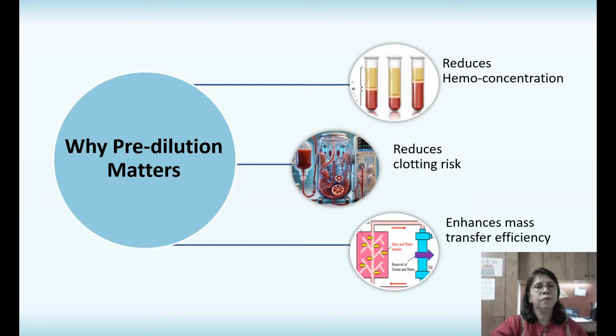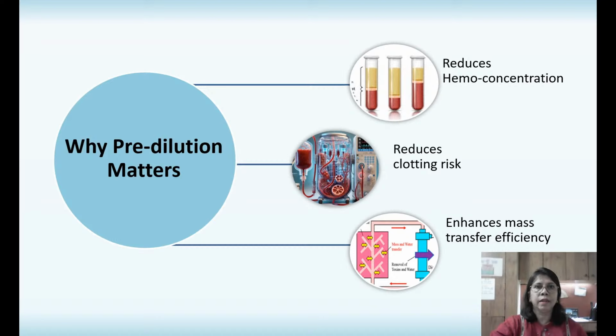Pre-dilution helps in the following ways. First of all, it reduces hemoconcentration, that is the red cell and protein concentration of blood. What this results in is reduced formation of secondary membrane and reduced formation of polarization phenomenon. As a result, there is enhanced mass transfer. Secondly, it reduces clotting risk. This happens because pre-dilution results in a higher membrane shear force and therefore less solute and membrane interactions, and therefore the risk of clotting is reduced.